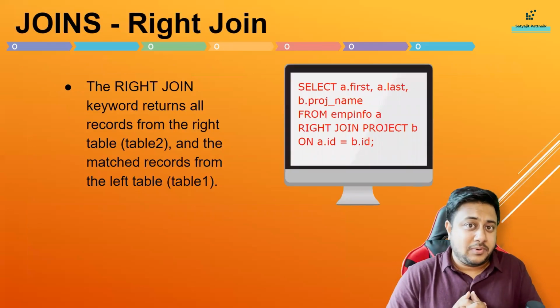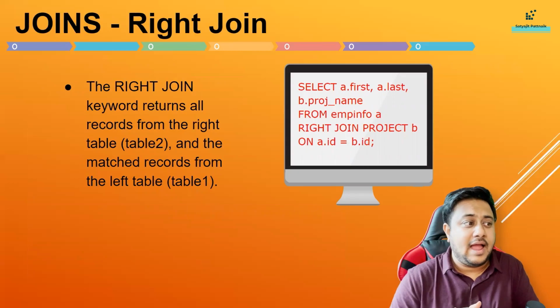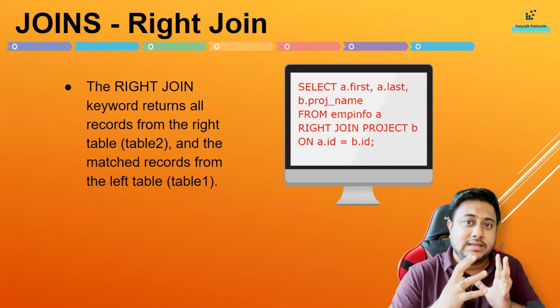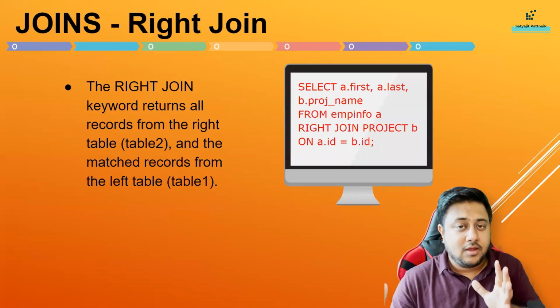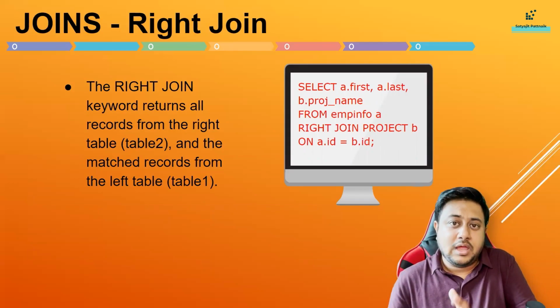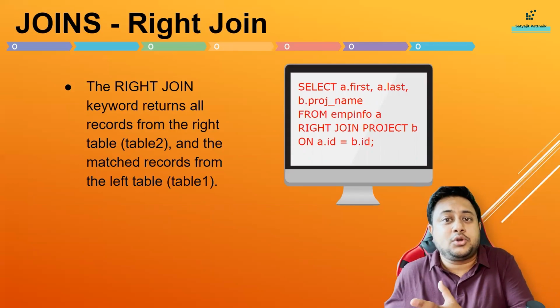Conceptually, I already explained what is a right join. The right join keyword returns all records from the right table and the matching records from the left table. How do we use it? Select columns from table 1 right join table 2 on table1.id equals table2.id.